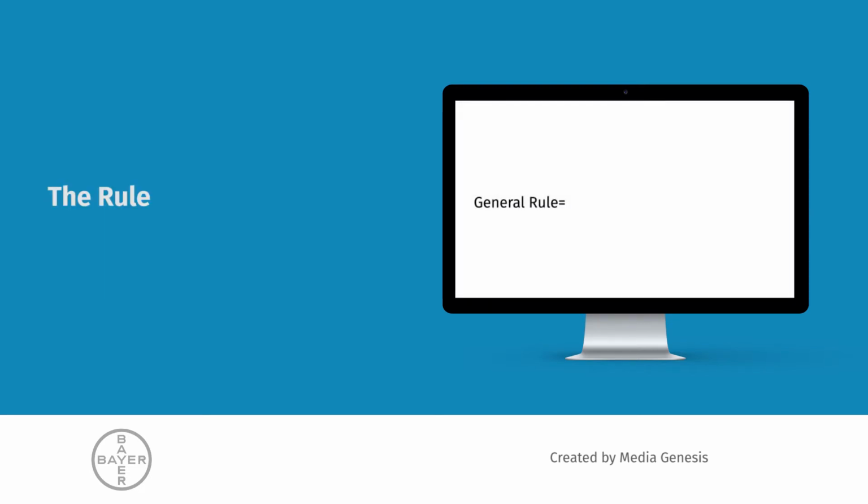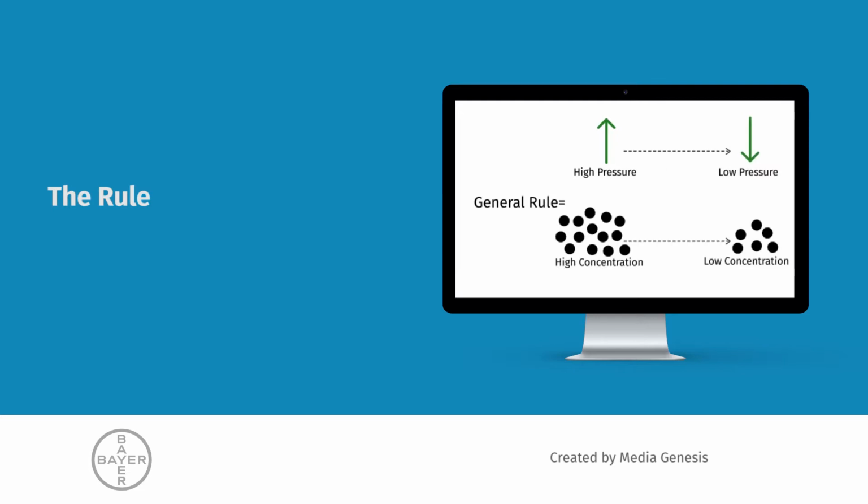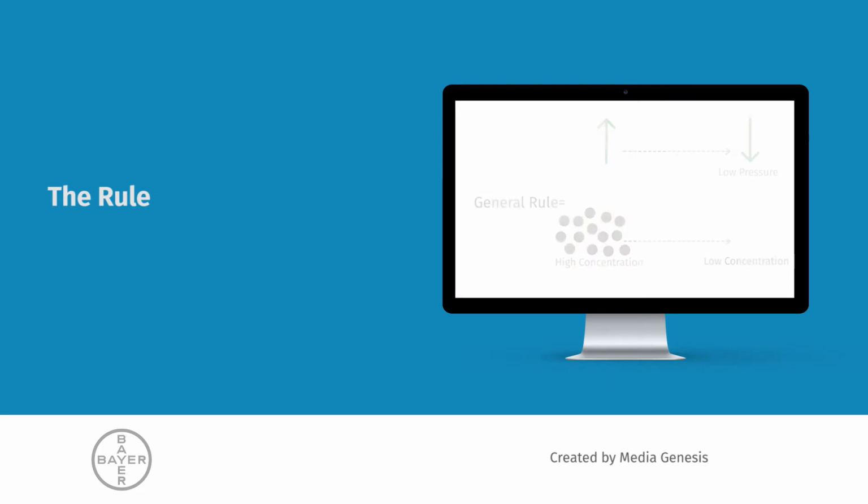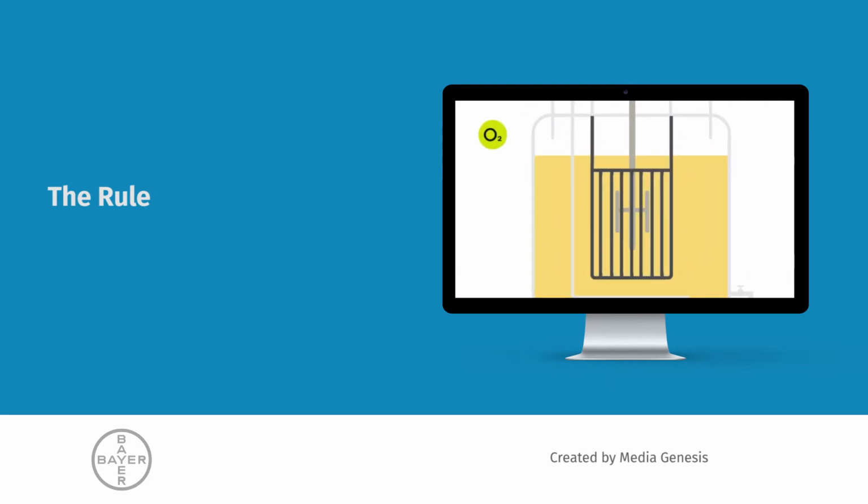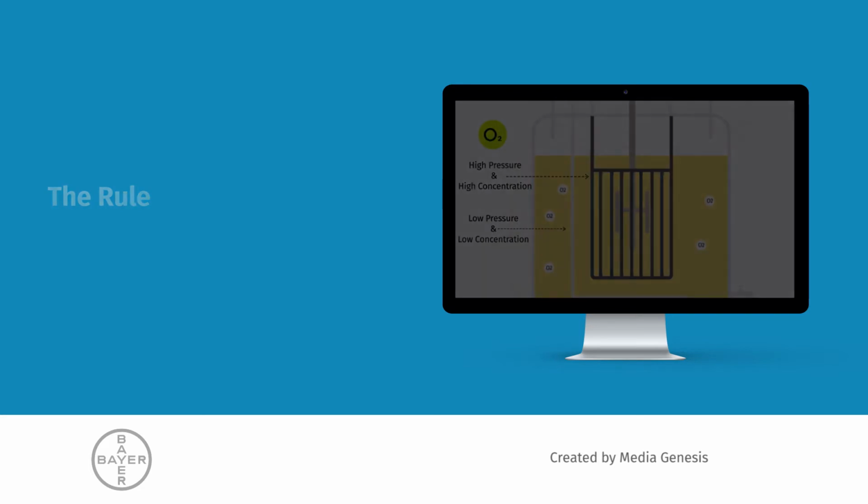The general rule is that gas travels from high pressure to low pressure and/or high concentration to low concentration environments across membranes. One example of this can be found in oxygen. The combined factor, high pressure and high concentration inside the aeration tubing compared to the cell culture, allows oxygen to pass through the aeration tubing wall into the cell culture.